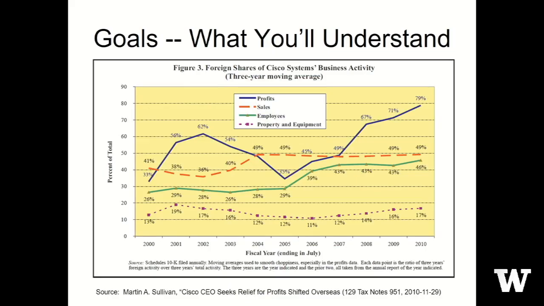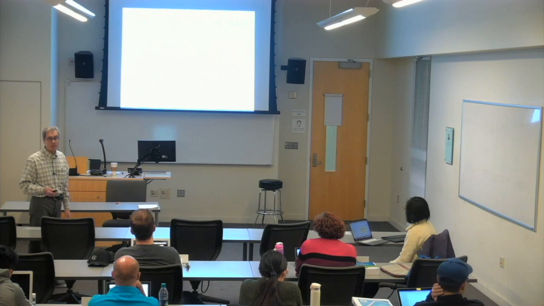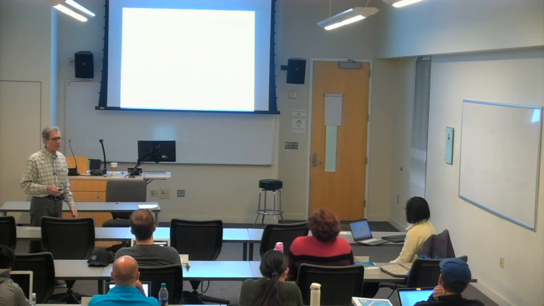Now, if we look at what Cisco says is its foreign operations only, not domestic, notice that the line which goes up and is at 79% in 2010, that line is profits attributable to foreign activities. On the other hand, if you look at the number of employees, the amount of foreign sales, the amount of property and equipment located outside the United States, relatively speaking, they are all flat. This is a little bit of smoke, you could say.